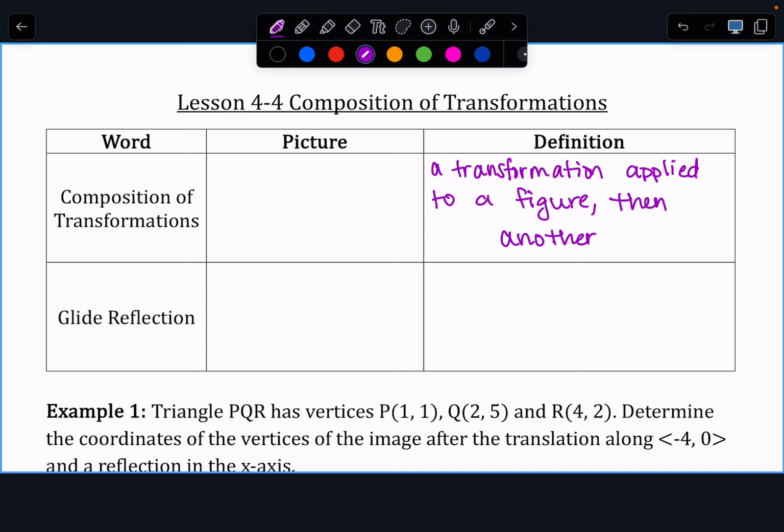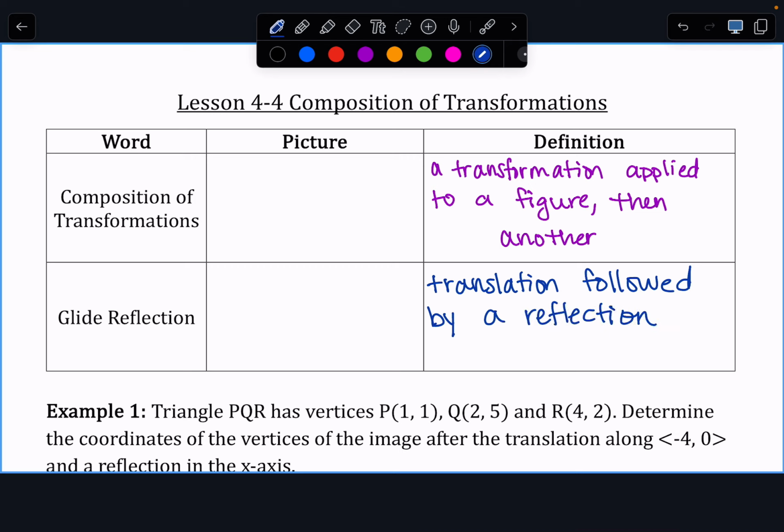Okay, now, specifically, a glide reflection is a translation followed by a reflection. But the cool thing about this is that the reflection is about a line that is parallel to our translation vector. So it looks kind of aesthetically appealing. Okay. So actually our very first example is going to be a glide reflection, so I can show you what that looks like.